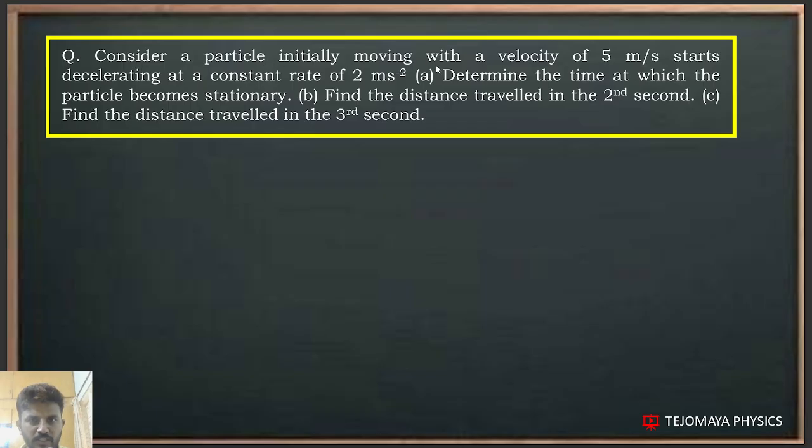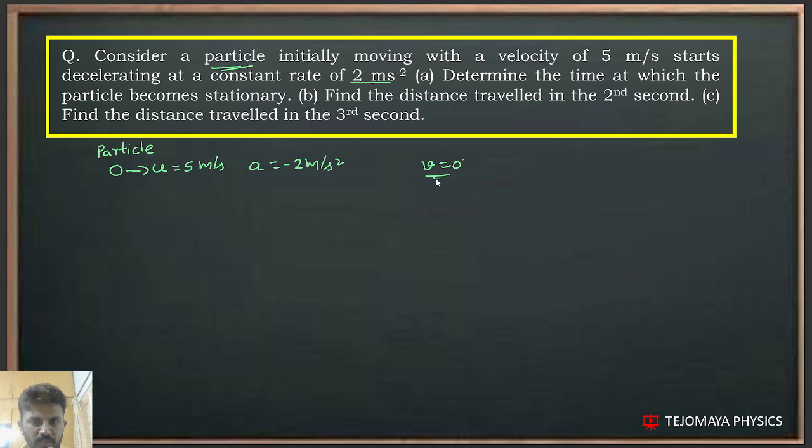Consider a particle initially moving with speed 5 meter per second. Let me consider this is the particle, initially moving with speed, so u is equal to 5 meter per second, starts decelerating at the rate of 2 meter per second square. I will write acceleration a is equal to minus 2 meter per second square. Determine the time at which the particle becomes stationary. So final velocity will be 0.